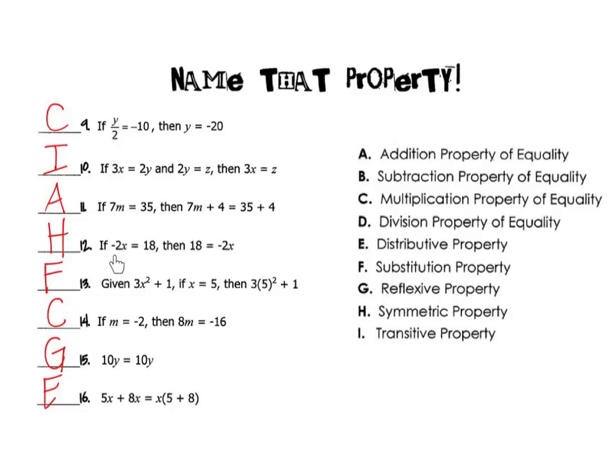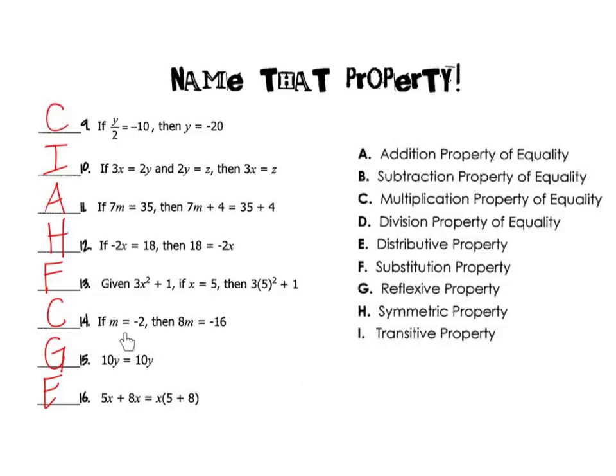Number 12. If negative 2x equals 18, then 18 equals negative 2x. If a equals b, then b equals a. This is the symmetric property. We're just switching them. Number 13, we're given this expression and we're given that x equals 5. We're substituting 5 in for x. That's how we get this expression right here. So therefore, because we're substituting in a value for x, this would be the substitution property.